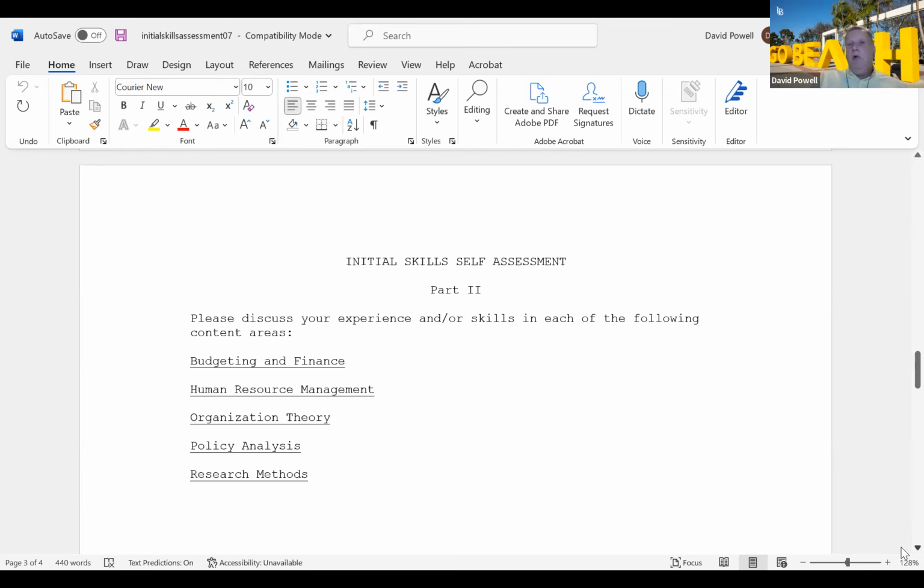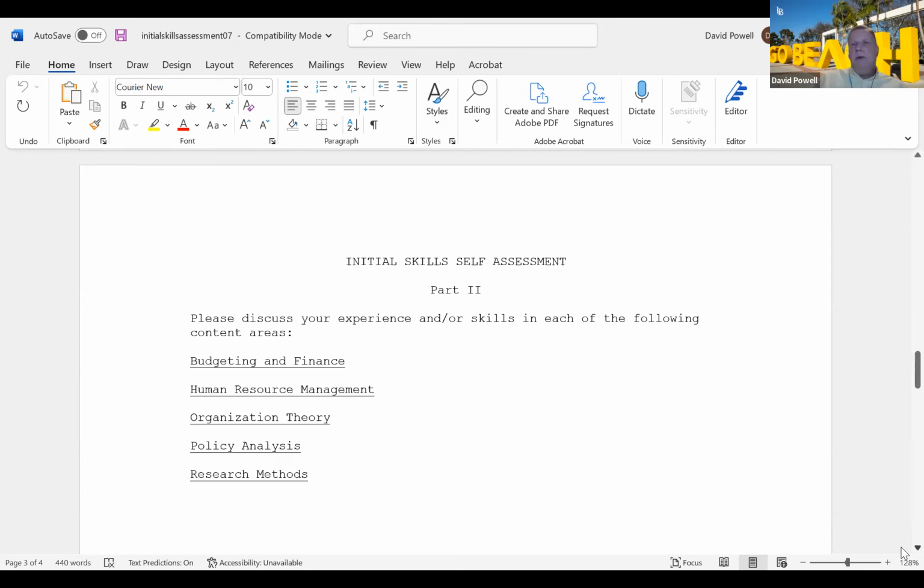Now, if you have no skill or you have no experience in one of those areas, you've never managed a budget before, you've never dealt with a public sector budget, you can simply say that. You could say, I have no experience with public sector budgets, and that's a valid answer. This is truly an honest assessment that you are making of your skills and experience in these 5 areas.